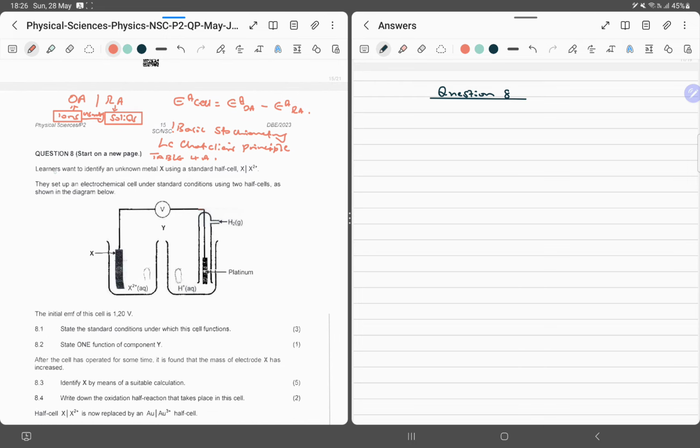Okay, let's go on. Now, learners want to identify an unknown metal X using a standard half cell. They set up an electrochemical cell under standard conditions, which you already know, using 2 half cells, okay, as shown below. Okay, I think there was a bit of a mess in this one. This was supposed to be stuff like this, so it didn't copy so well.